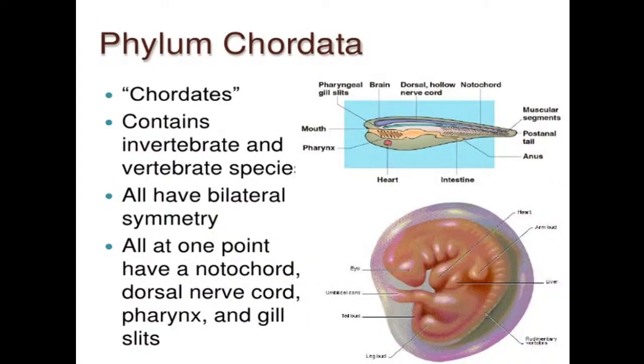In the next part of our lecture we will speak about differences in the system of progressive development. In this picture you can see the phylum Chordata. Chordates contain invertebrate and vertebrate species. All have bilateral symmetry. All at one point have a notochord, dorsal nerve cord, pharynx and gill slits. And you can see all these parts in the adult and the embryo.